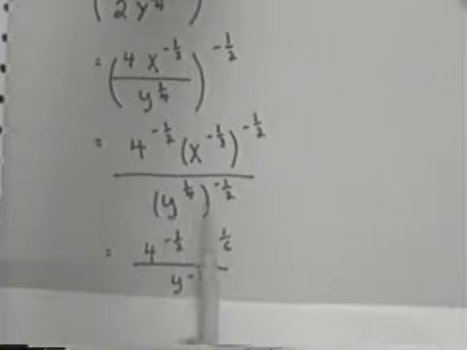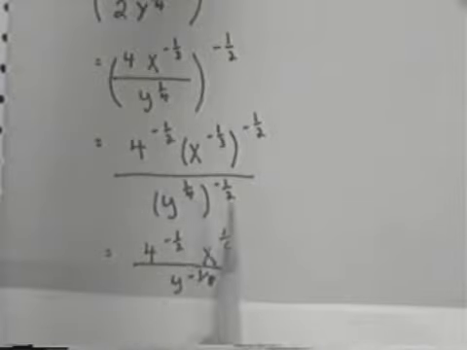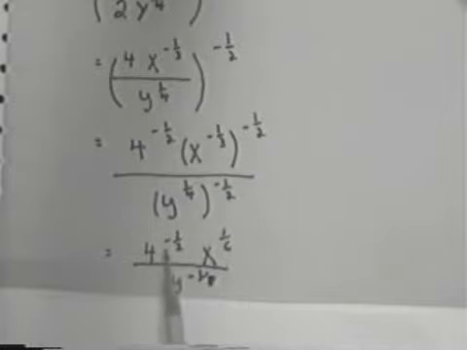To raise a power to a power, I keep the base, multiply the exponents. 1 times the negative 1 is negative 1. 4 times 2 is 8. So I have 4 to the negative 1/2, x to the 1/6, y to the negative 1/8.